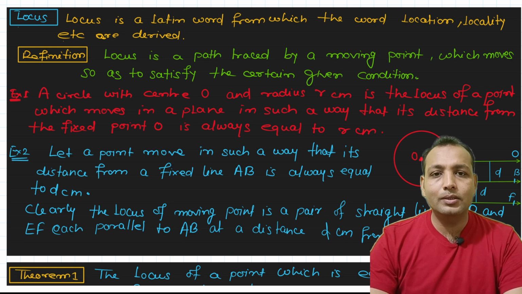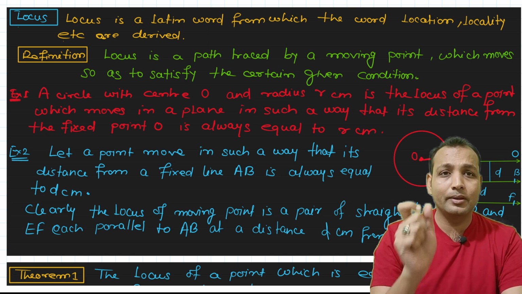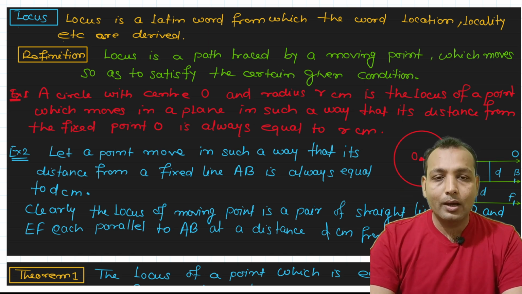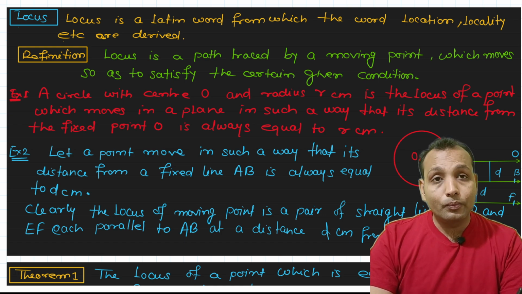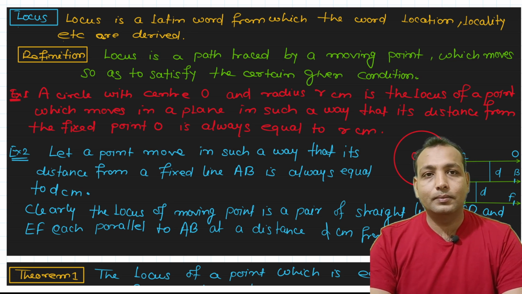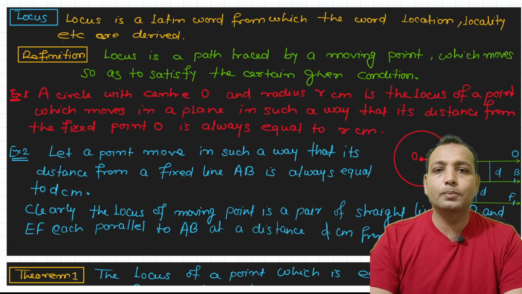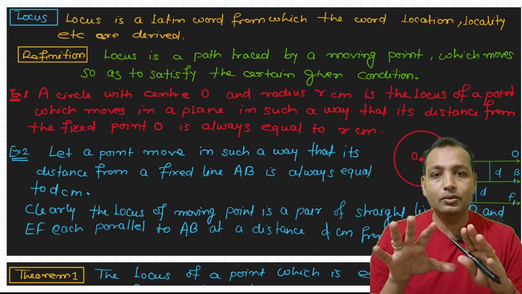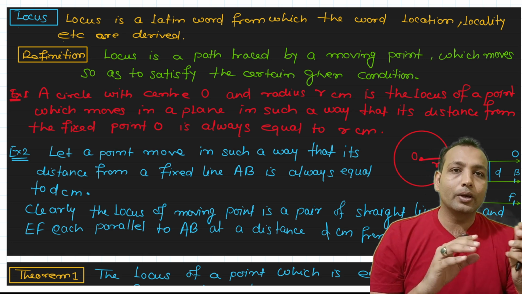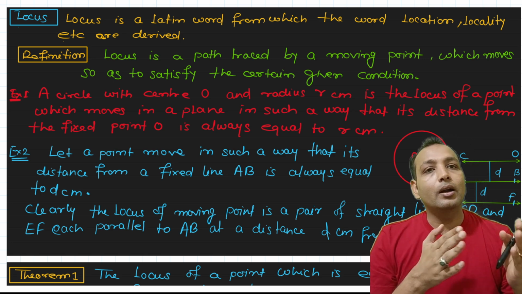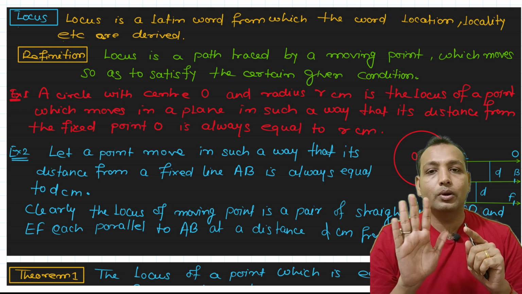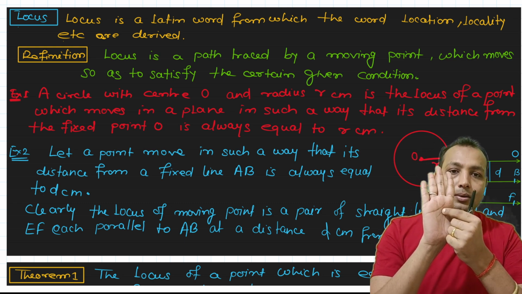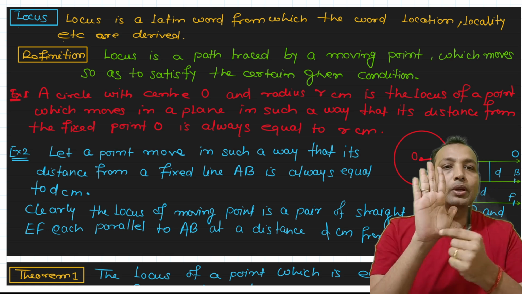And in today's class, I'm going to take up the chapter Loci from class 10th ICSE Mathematics. Okay, so we know what a locus is, right? Loci is the plural form of locus. Locus is a Latin word, from which the words location, locality, etc. are derived. So locus is a path traced by a moving point.